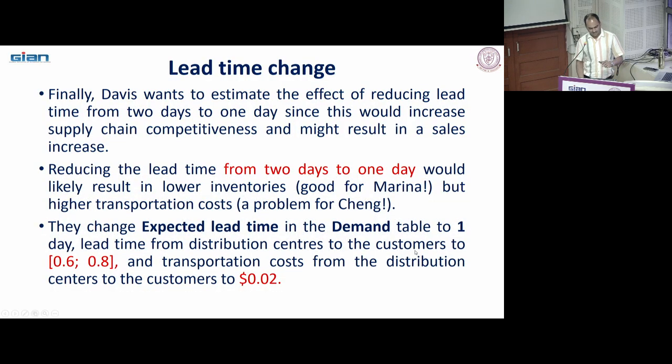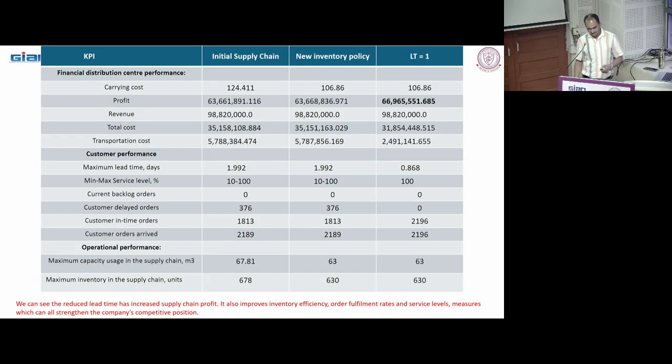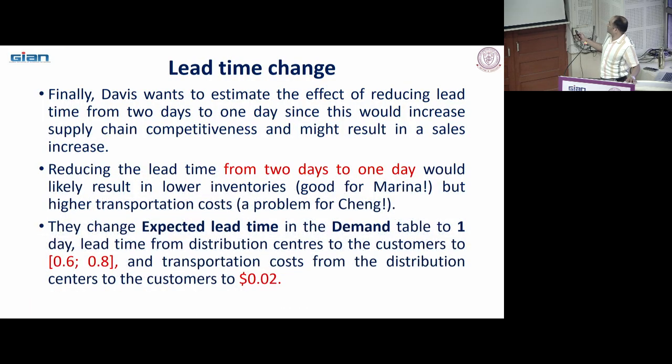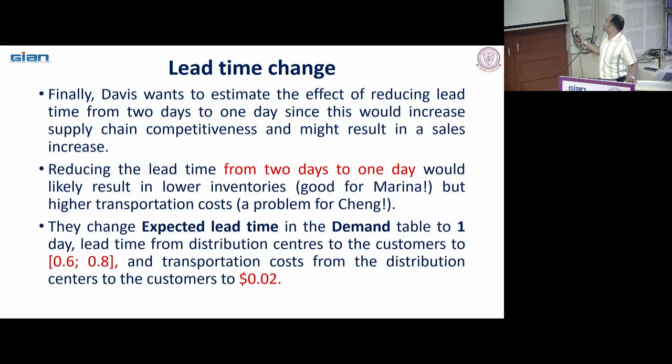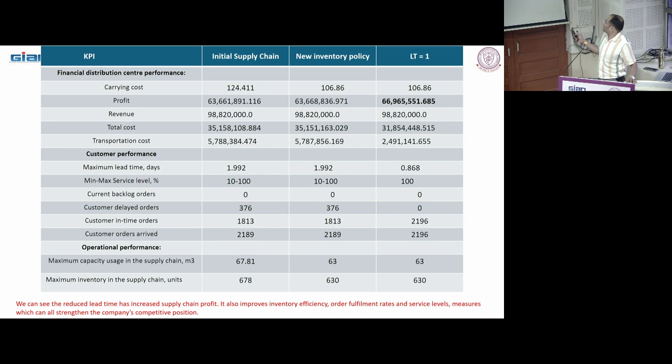Lead time change, again they changed the lead time from 2 days to 1 day, because initially the customer's lead time was 2 days, then they did 1 day, and expected lead time got changed. And this is the further benefit when the lead time for customer was made 1. What happened basically in the existing case, this one, there were no customer delayed orders. So then the team thought, okay, what happens if you reduce the customer lead time? Then they reduced the customer's lead time by 1 day, and then they increased their profit again to 66 million.